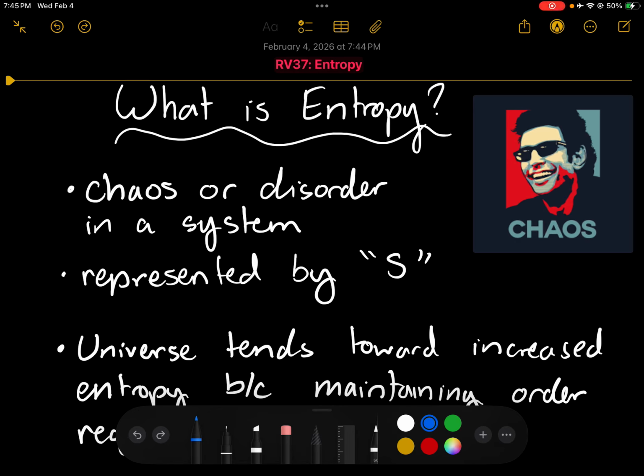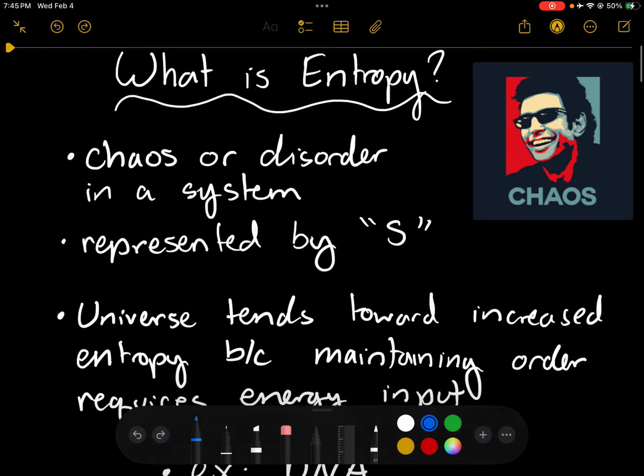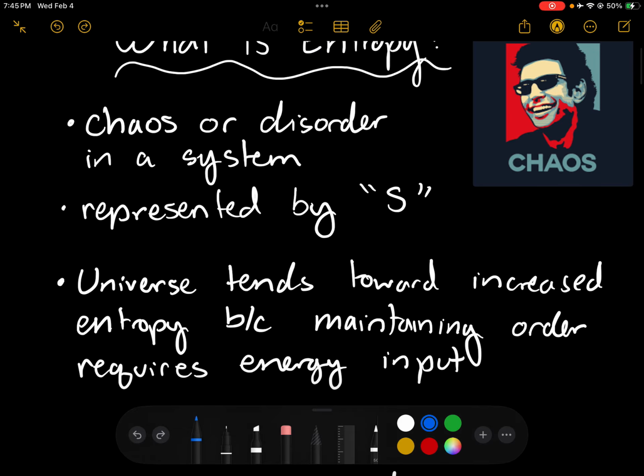This is review video 37, Entropy. So what is entropy? It is the level of chaos or level of disorder in any given system. That could be a reaction system, it could be just a sample of something, but the level of chaos within that sample. Typically, it's represented by the letter S in chemistry, though most often you're going to see it represented as delta S, or the change in entropy in any given system.